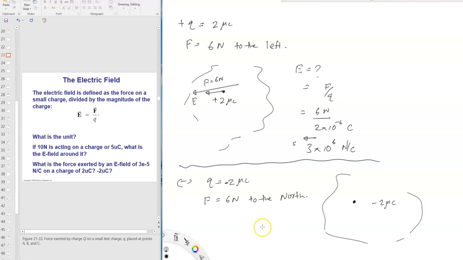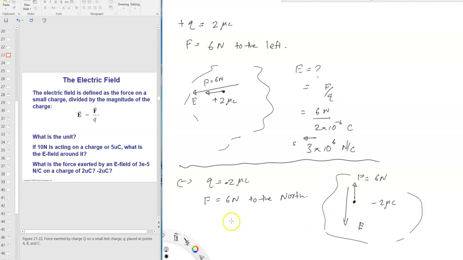So here's an electric field. There's a force of 6 newtons going up, going to the north. What is the electric field? So think about it. For a positive charge, field and force same direction. For a negative charge, field and force opposite direction. So the electric field has to be pointing downwards. In this case, the field is downwards.